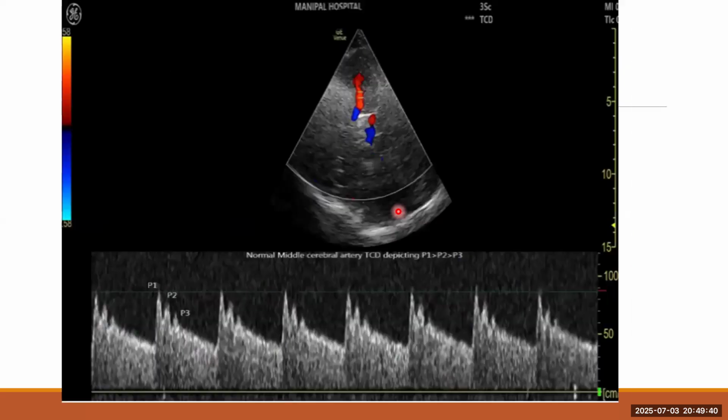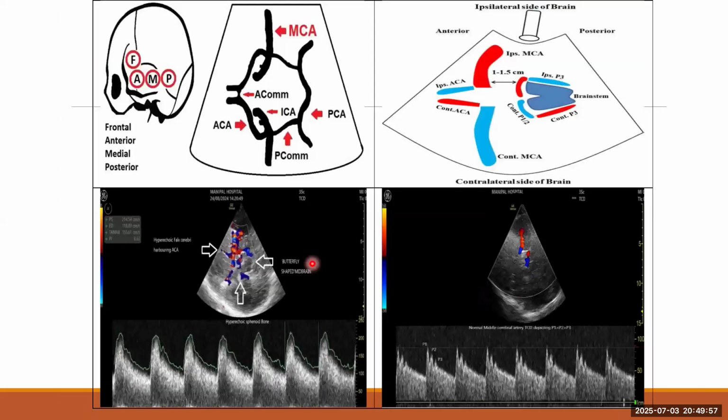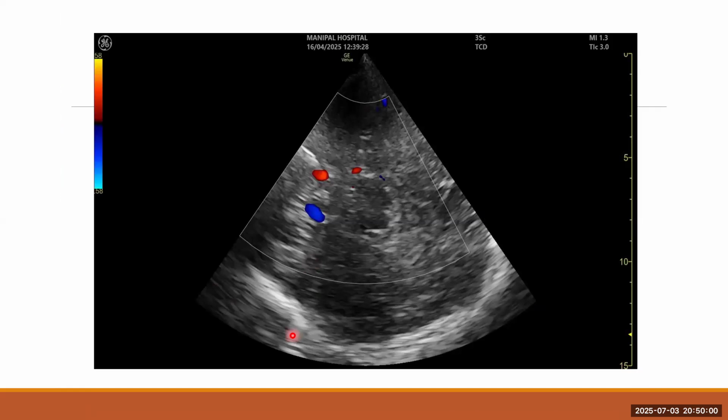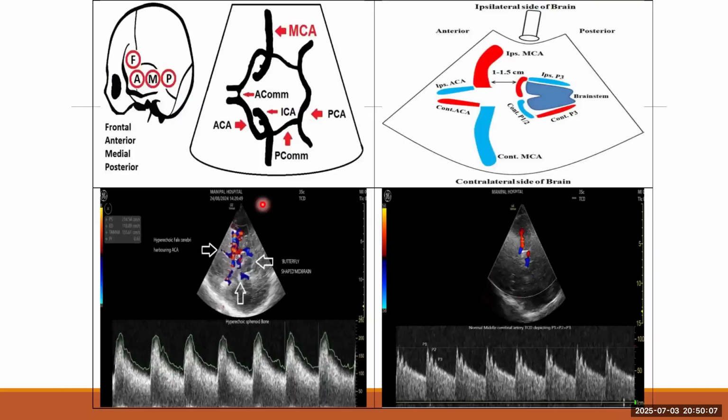This is again the same ipsilateral MCA tracing comprising of P1, P2, and P3. If the angle of insonation is good enough, we will be able to appreciate all three waveforms. And P1, as we all know, is greater than P2, greater than P3. This was again the same, the ICA insonation along with the opposite ACA, and this is again the same, integrating the windows with the vessels.